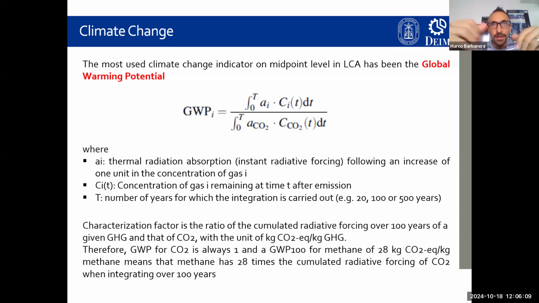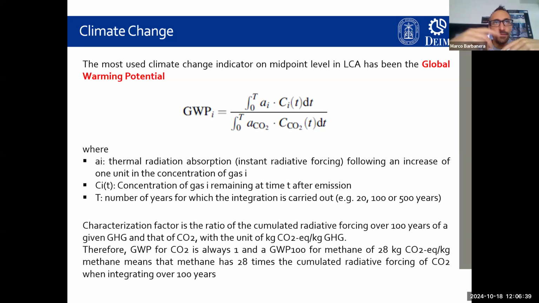In particular, when we refer to the climate change impact category, in all impact assessment methods we can find three typical temporal scenarios: 20 years, 100 years, and 500 years.